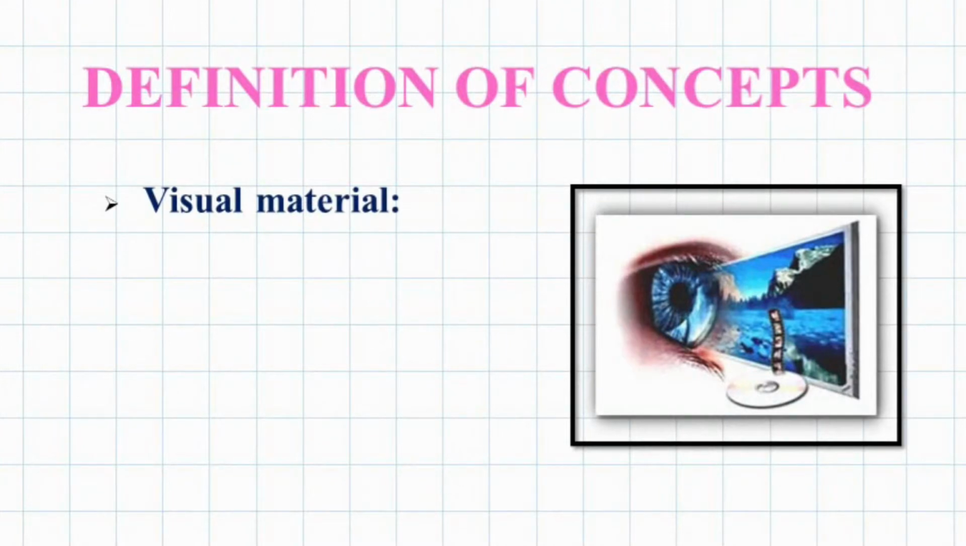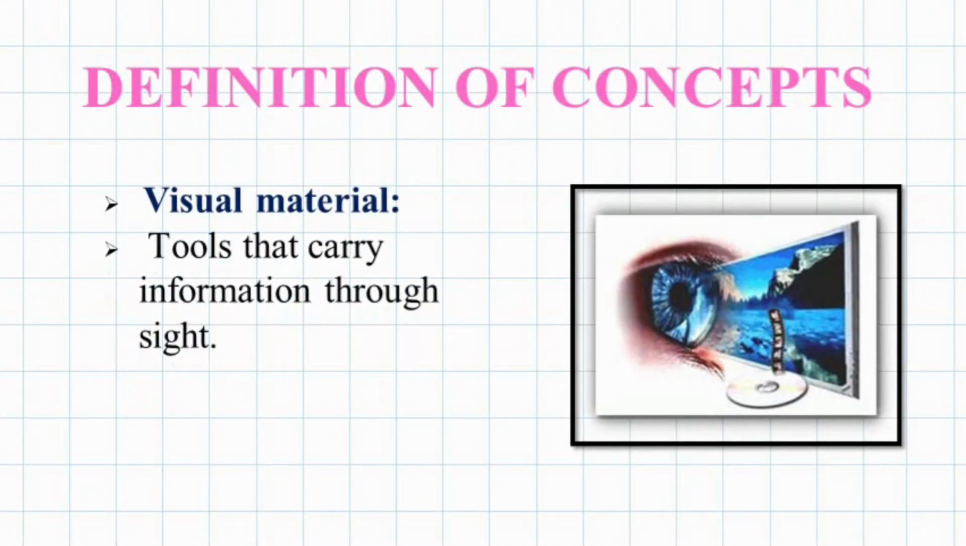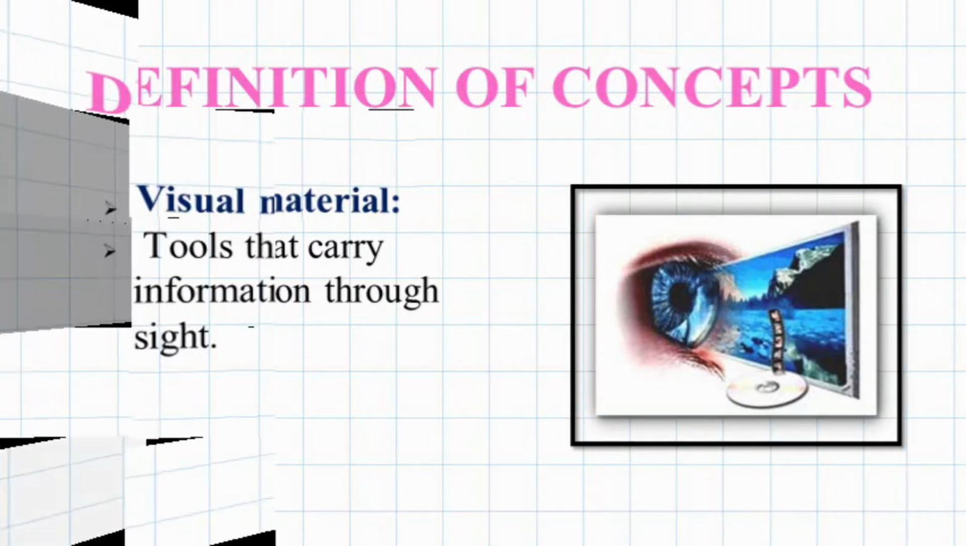We have visual material. It is the tools that carry information through sight. It is something we see and can be understood by observing the visual aspect of any object. These may include projected materials, illustrated books, chart, picture, maps, globes, atlas, and poster.